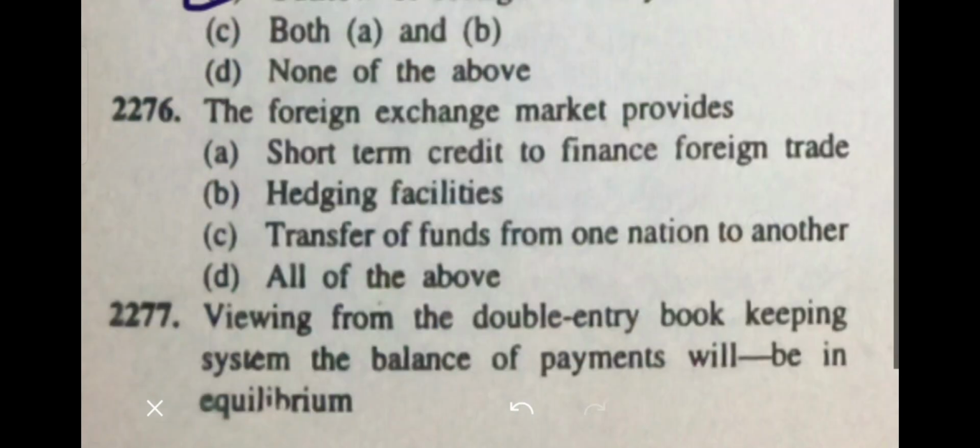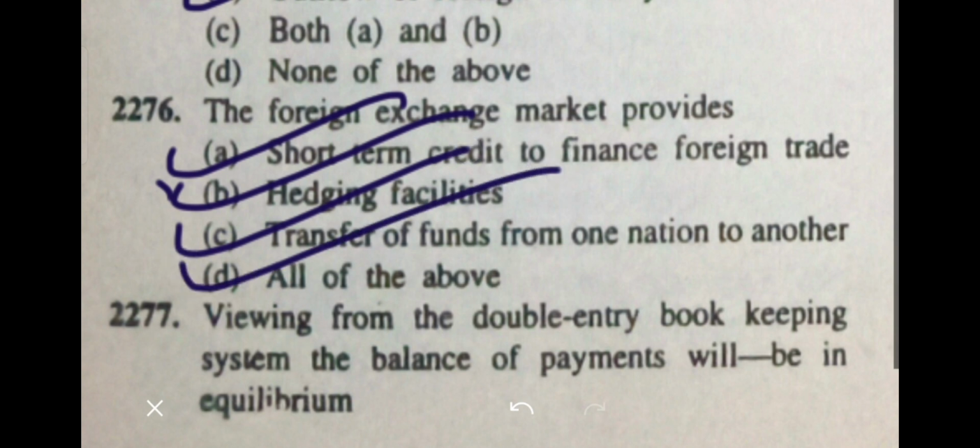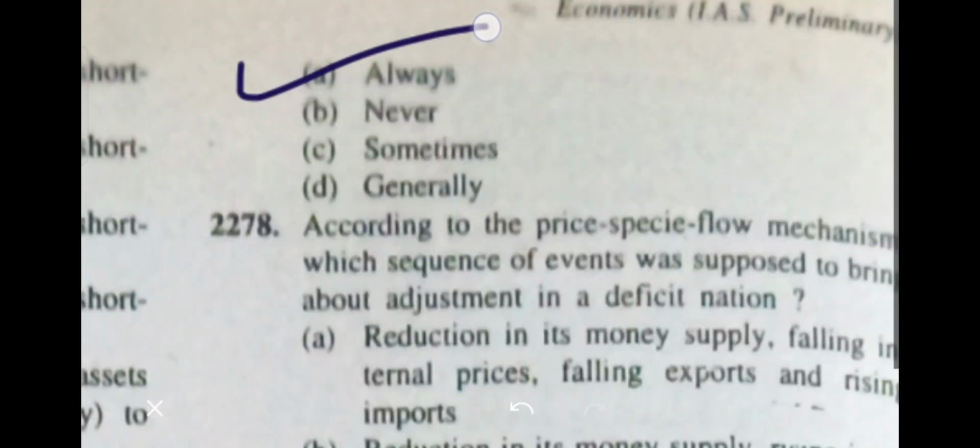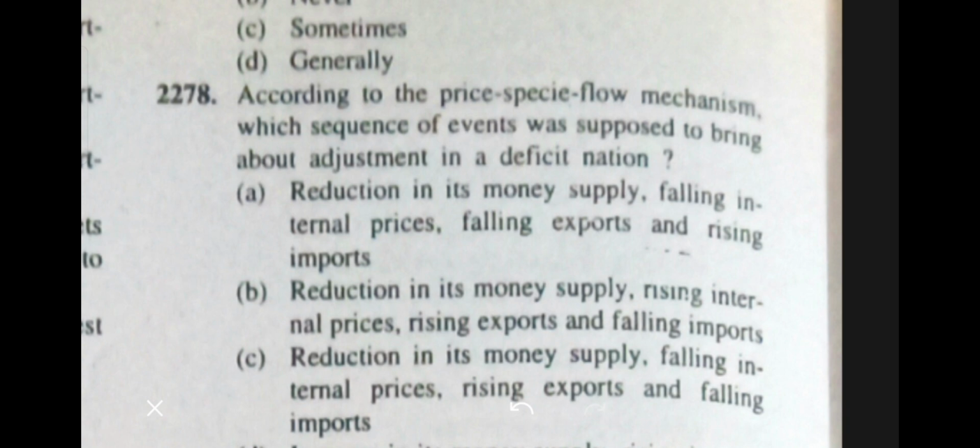The foreign exchange market provides short-term credit, hedging facility, transfer of fund, all of the above. Going from the double entry bookkeeping system, the balance of payment will be in the equilibrium always. According to the price specie flow mechanism, which sequence of event was supposed to bring about adjustment in a deficit nation? Reduction in its money supply, falling internal price, rising export and falling imports.